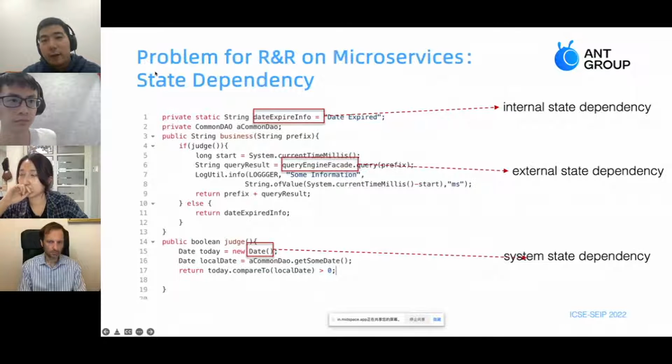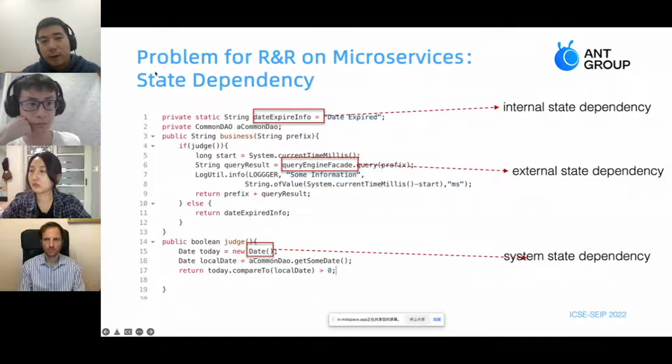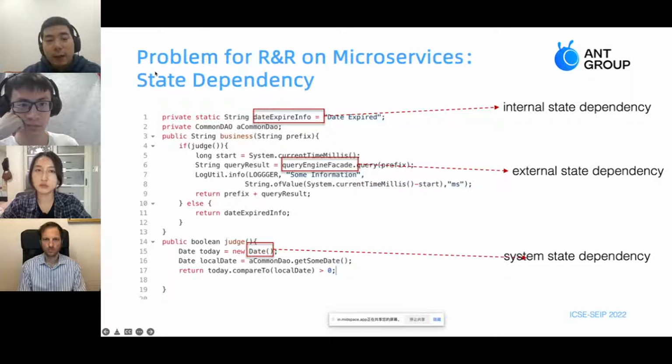We classified this data dependency into 3 categories. First, the internal state dependency, like static variables, whose values can change between the online environment and the offline environment. And the external state dependency is like the microservice.